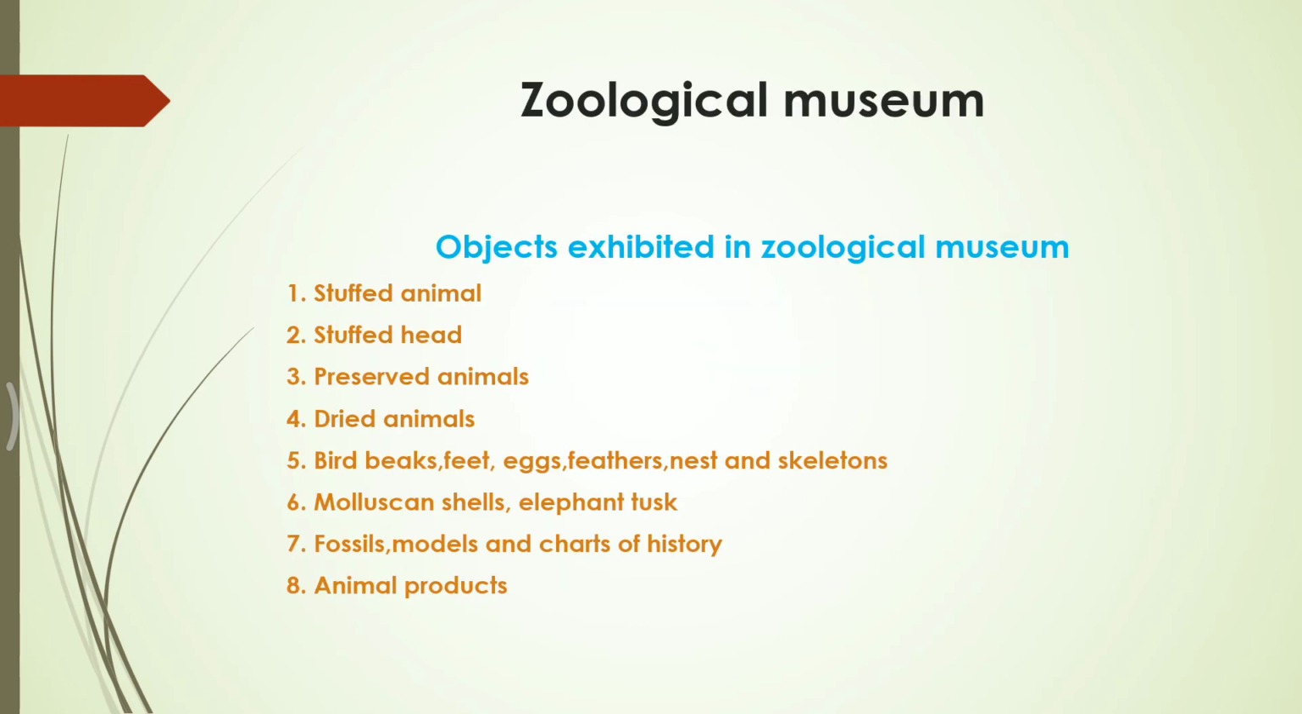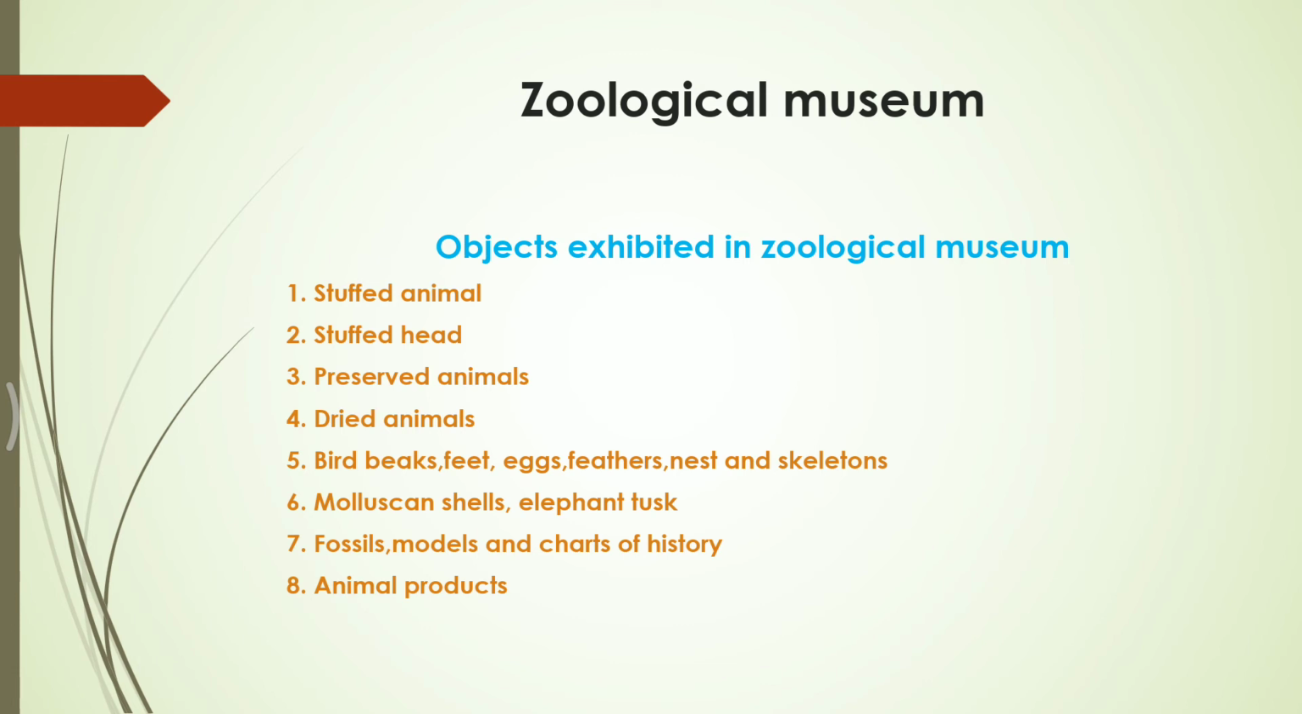How are the objects exhibited? What do we see in a zoological museum? First is a stuffed animal. The dead animal's skin is pulled off, and cotton or cloth is put in the skin, and then after it looks like an organism, the same lion or same tiger, it is kept.